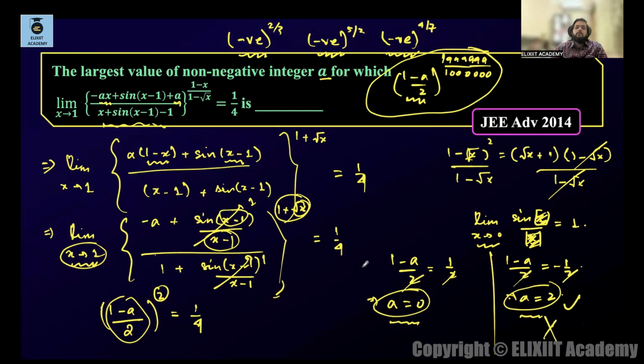So you have to take only one value. Only one value is left, which is a equal to 0. So that's the answer: a is equal to 0. You can check here: if a is 0, this will become half. So half raised to the power of something.